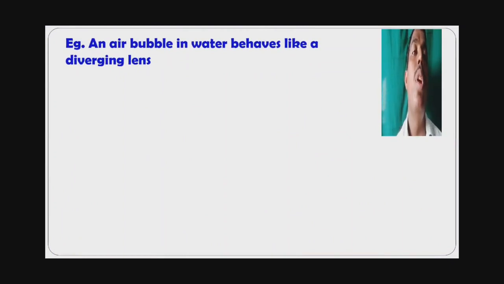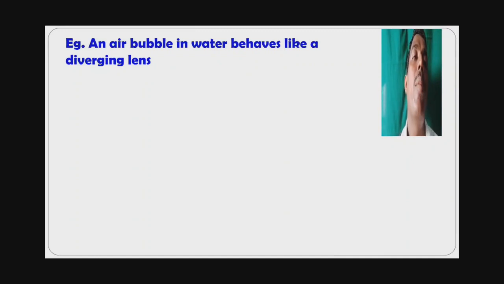An air bubble in water behaves like a diverging lens. See here, an air bubble behaves like a convex lens. When an air bubble is kept in water, the air bubble's refractive index is 1, and water's refractive index is 1.33. So the lens refractive index is 1 and the surrounding medium refractive index is 1.33.